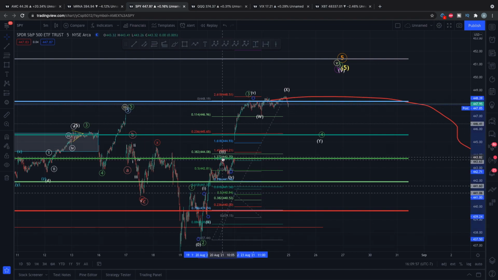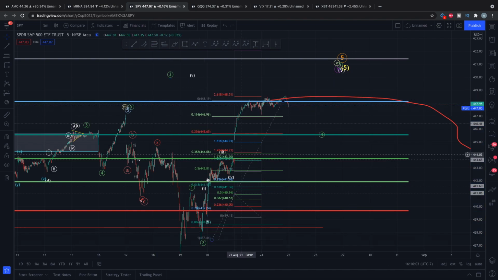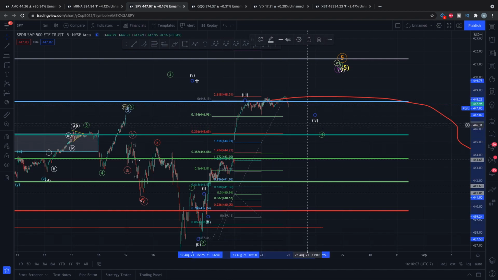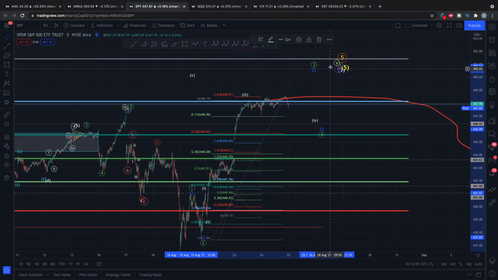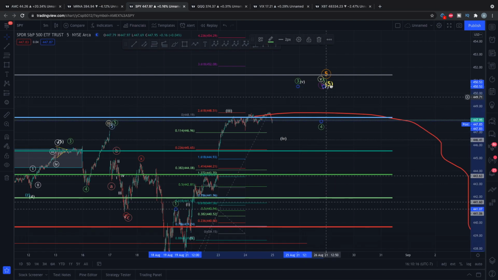So we could do that as well. If I move all this count away just for a little bit, actually I'm just going to delete this. We're going to move the wave 3 up here potentially, and this is a wave 4 right now, and this would be part of a wave 3 extension. So wave 3 is extending right here like this, and then we push downwards for wave 4, and then we push upwards for wave 5.